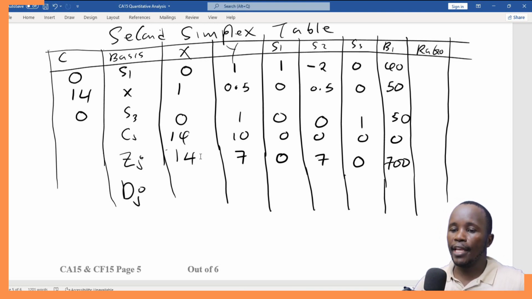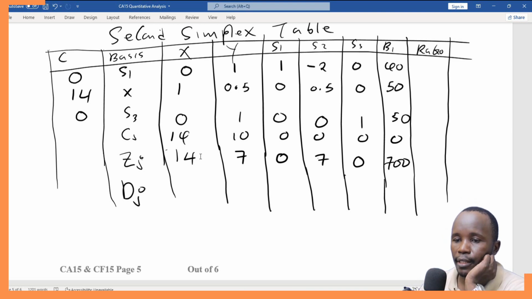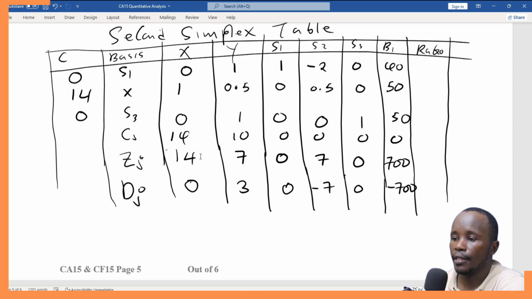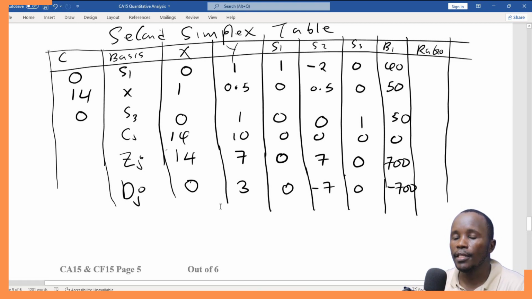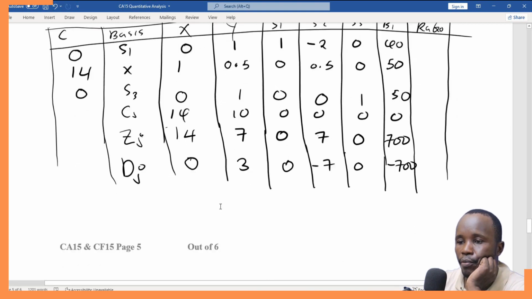Good. Now, how do we get Dj? For Dj we subtract Cj minus Zj. This is 0. This is 3. This is 0, negative 7, 0, negative 700. Good. Having filled this, this is our second simplex table.